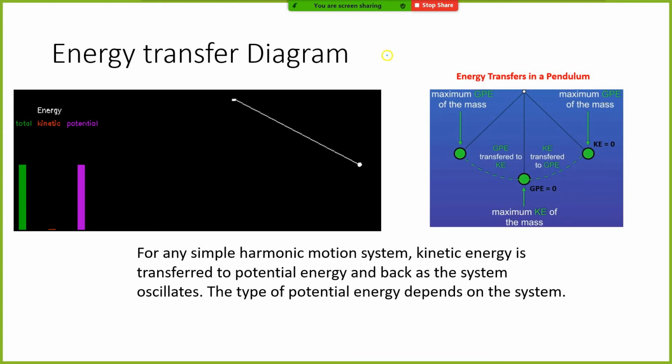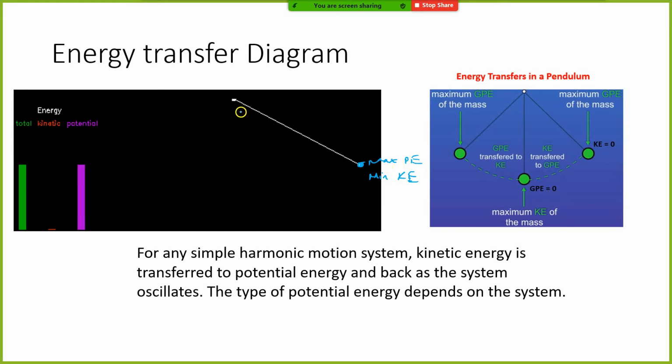So as you can see, when the pendulum is at this point, it will be at its maximum potential energy. But not only that, it is also at its minimum kinetic energy, because if the object is not moving, then there's no kinetic energy. So we say that kinetic energy is equal to zero. But where is the kinetic energy going? It has been converted into potential energy.